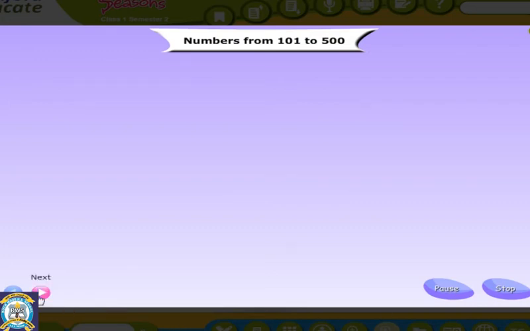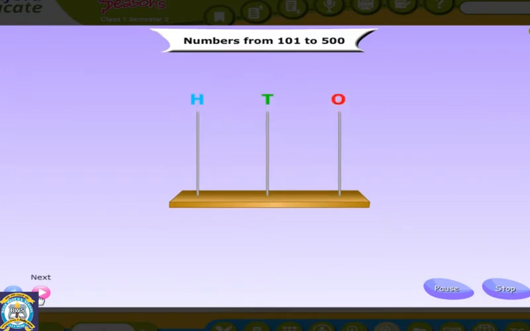Numbers from 101 to 500. We have already learnt how the smallest three-digit number, 100, can be shown on the abacus as below. At the ones place, there are no beads. At the tens place, there are no beads. At the hundreds place, there is one blue bead.